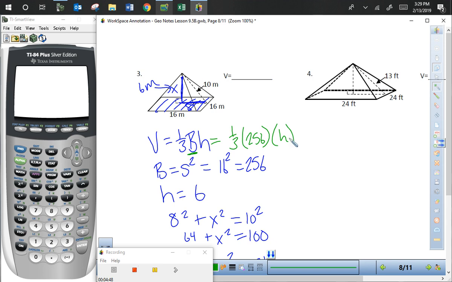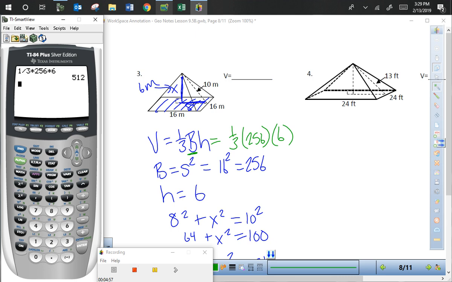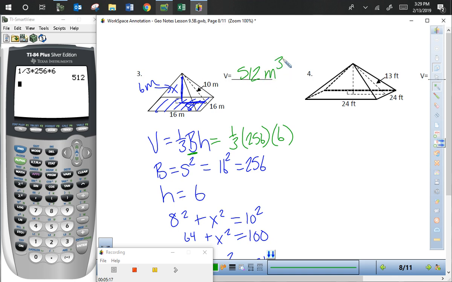Now, I'll always put parentheses to talk about these multiplication, but when you're typing in your calculator, you don't need to do that. You can just say 1/3 times 256 times 6 to make your process a little faster. Alright, so we've got 512. Hopefully you remember from last time, volume is, we have 3 different dimensions, length, width, and height. So we've got meters cubed in this case.